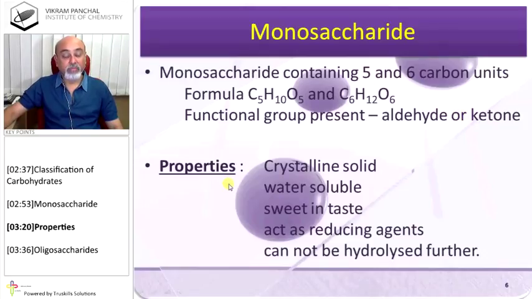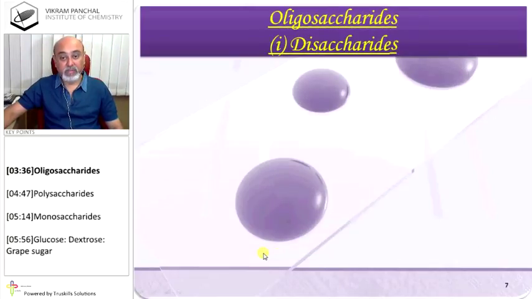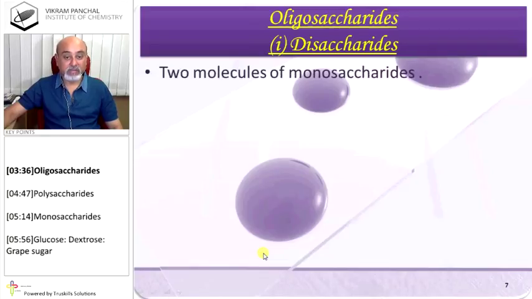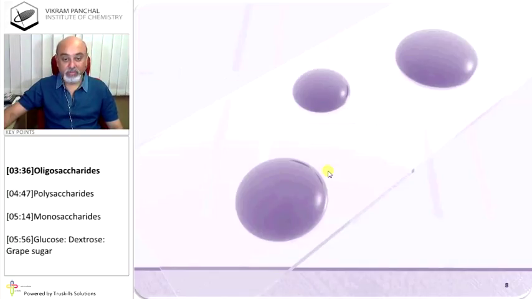Properties of monosaccharides. They are crystalline solids. They are water soluble. They are sweet in taste, act as reducing agents, and cannot be hydrolyzed further. Oligosaccharides, in which let us take disaccharides. When two molecules of monosaccharides combine, they form disaccharides. Disaccharides on hydrolysis in the presence of acid or enzyme produce two molecules of monosaccharides. So disaccharides can be hydrolyzed.